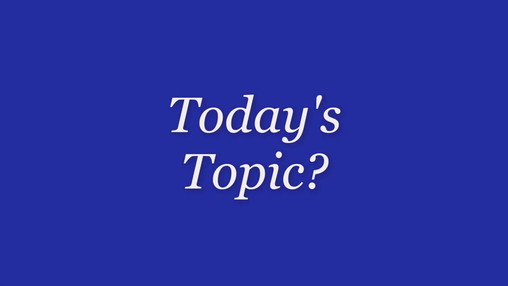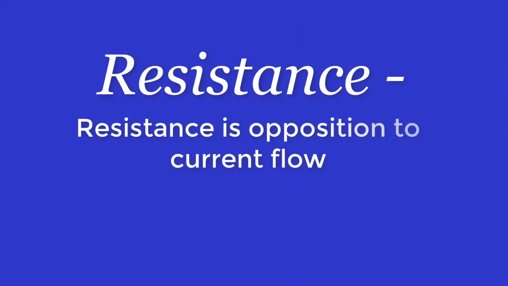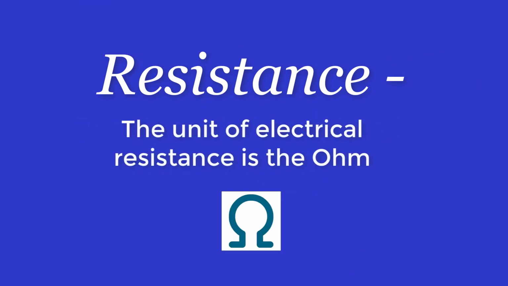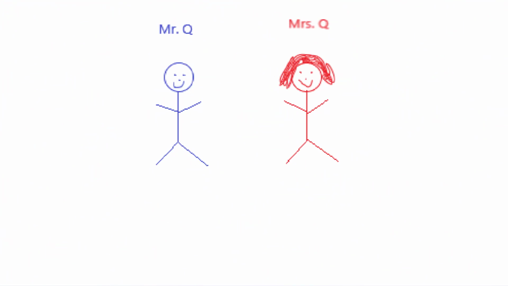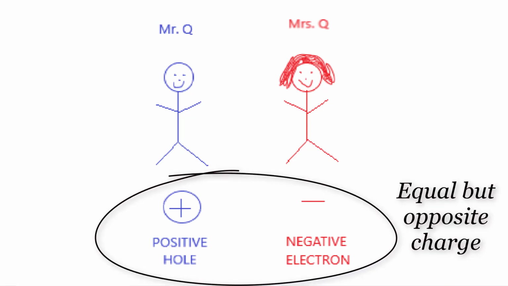Welcome to Electric Wisdom. Today's topic, resistance. In my previous video, I discussed current flow in terms of a husband and wife, Mrs. and Mr. Q, who represented, respectively, an electron and the absence of an electron, a hole. If you want to gain a better understanding of current flow, I have posted a link to my other video titled Current Flow, What You Need to Know, below this one.